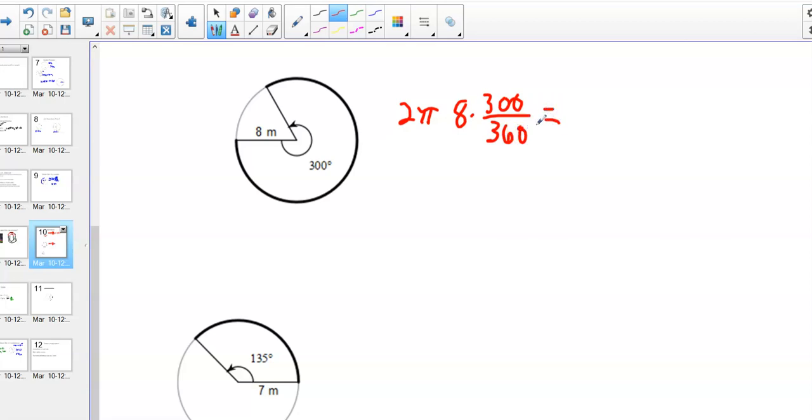So enter that in your calculator. 2 pi 8 times 300 over 360. And that gives me 41.9. And remember, if your answers aren't exactly mine, but they're close, that's fine. All calculators round pi a little differently, and if you're using 3.14, it's going to be a little different than mine. But as long as you're between 41 and 42, you're good.